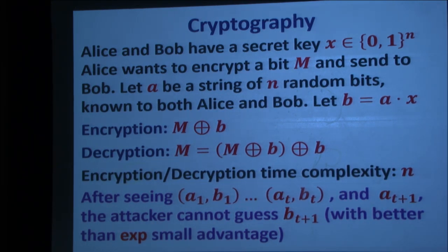The fact that they cannot guess with better than exponentially small probability is an easy corollary of the lemma. Right? If they could guess it, they could just go over all the candidates. That's true, yeah. Yeah, probably, yes.